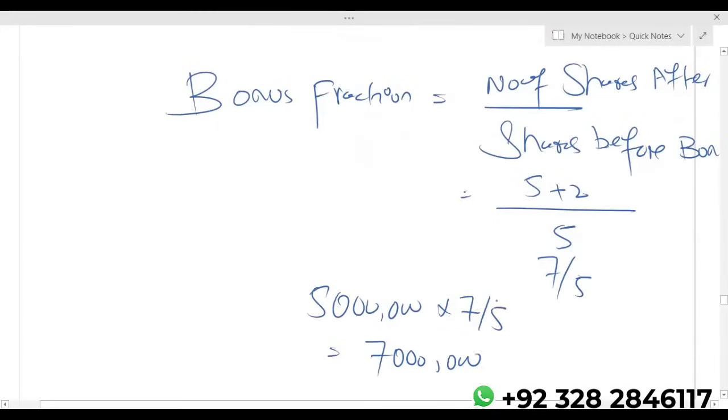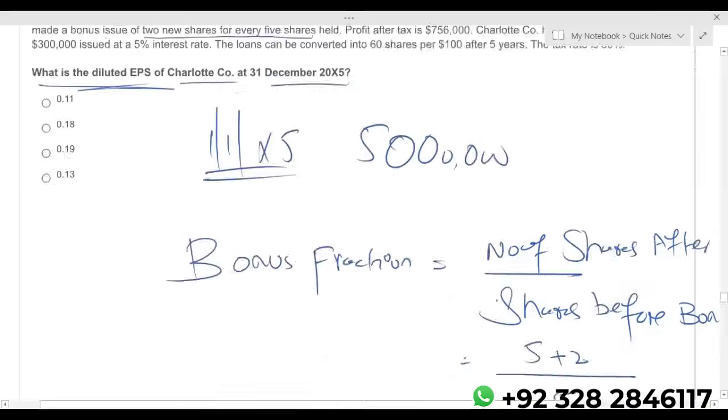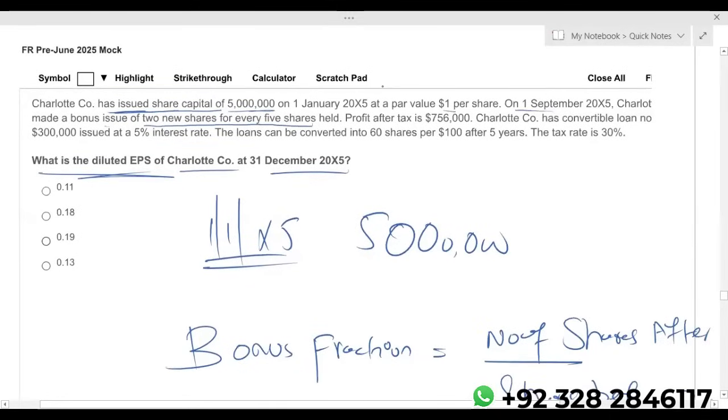Another example: if in the entire question there is only a bonus issue, then just make a simple assumption that the bonus was made at the start of the accounting period. So at the start of the accounting period, instead of 5 million, you have 7 million shares. But we are not calculating basic EPS. We need to calculate diluted.